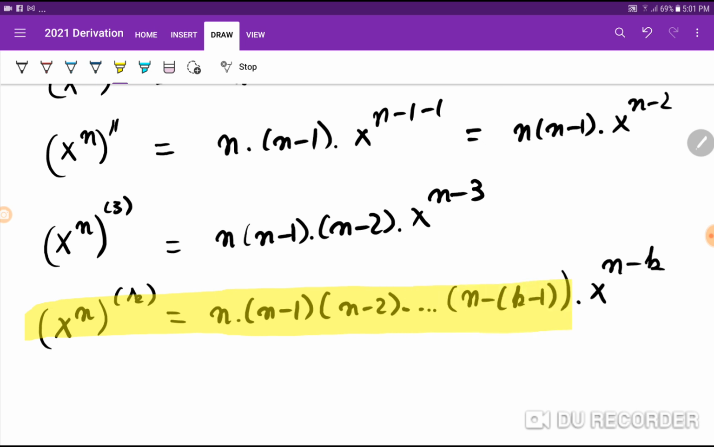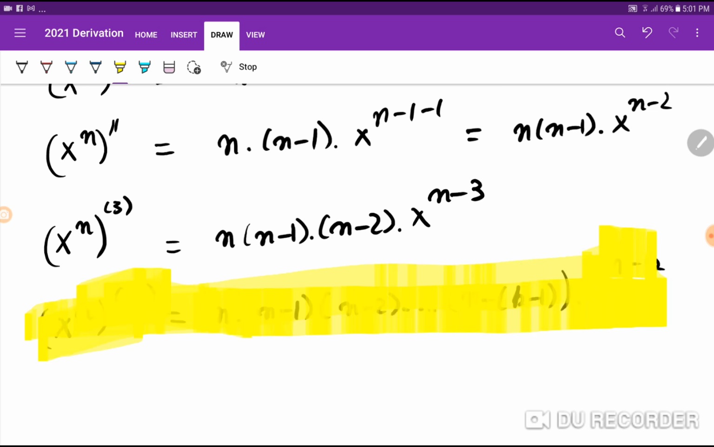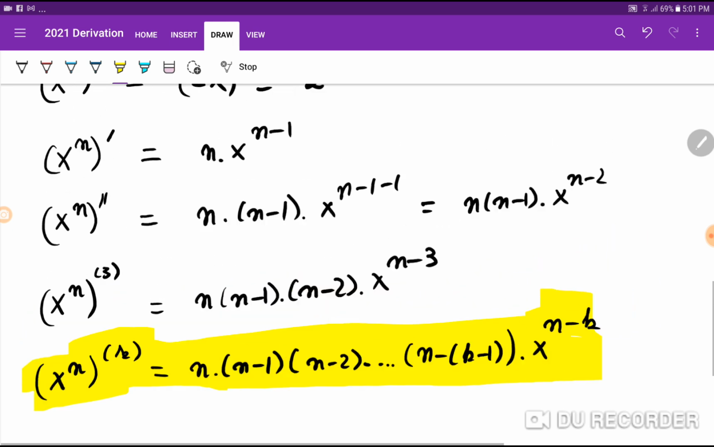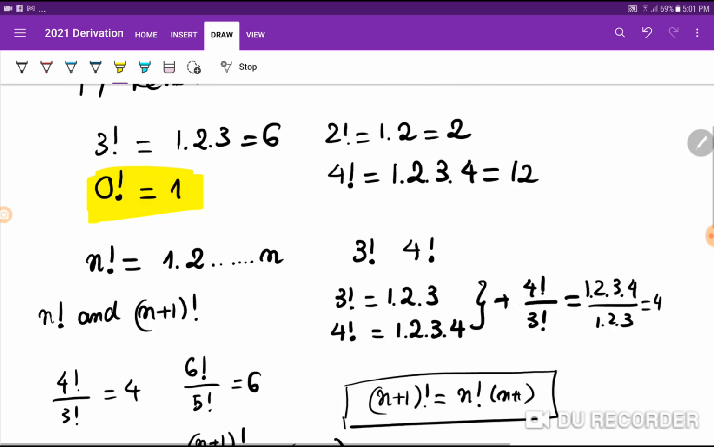Yeah, so in the next step, I'm going to explain the motivation behind the Taylor series, and we're going to go straight to business.